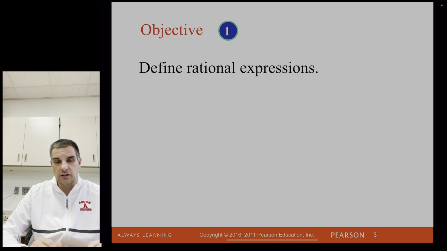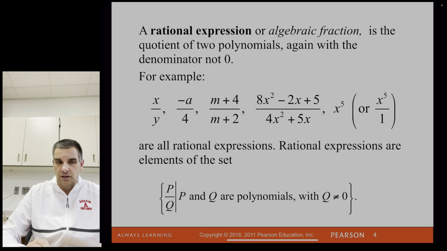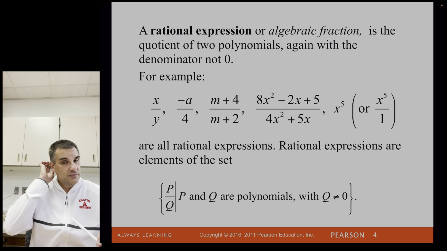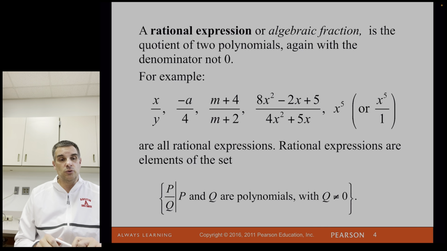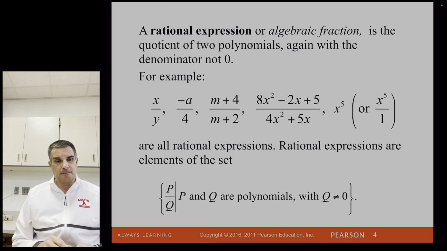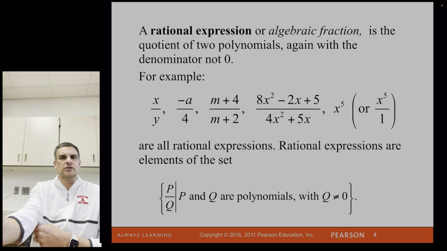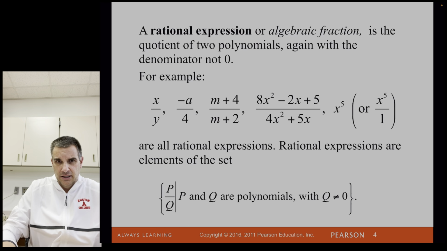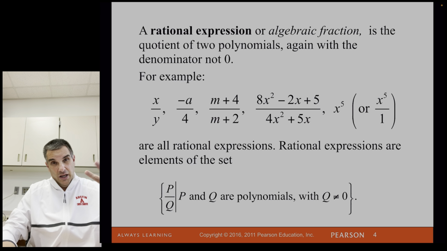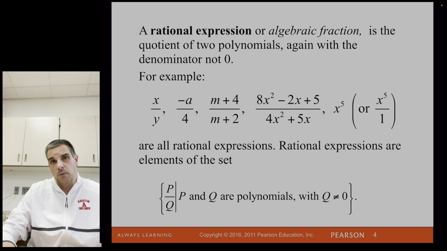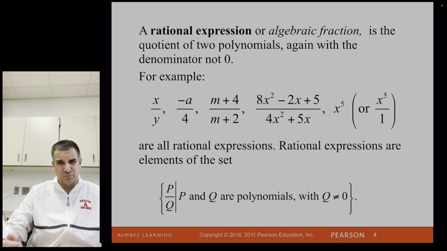So the first one, we're going to define what a rational expression is. A rational expression, or algebraic fraction, is the quotient of two polynomials, making sure, again, that the denominator is not zero. So for example, x over y. You've got two monomials, and monomials are polynomials, so x divided by y. Negative a over 4. Pretty typical, you can have just a number in the numerator.